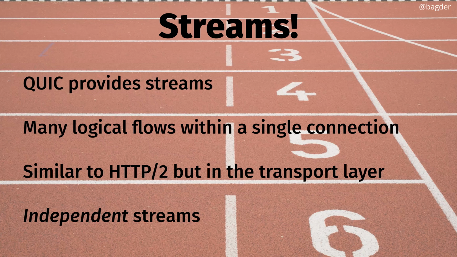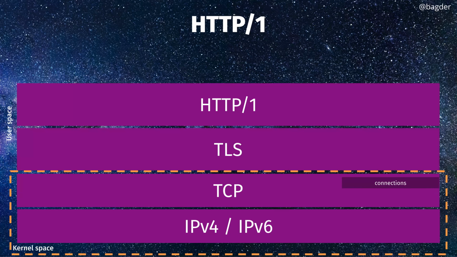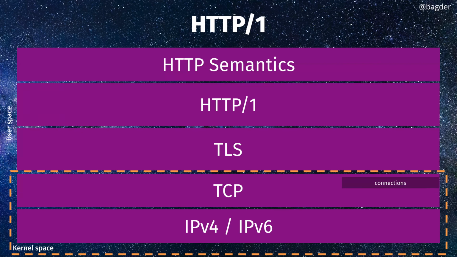Just a reminder, this is the old style HTTP stack. We've seen it before, you know it. It's built on IP, we put TCP on that, and the connections are in TCP, that's the kernel space. We add TLS on top of that, and we speak HTTP 1. This is how we've done it for, well, TCP and HTTP 1 started to get specified in 1997, so it's been a while.